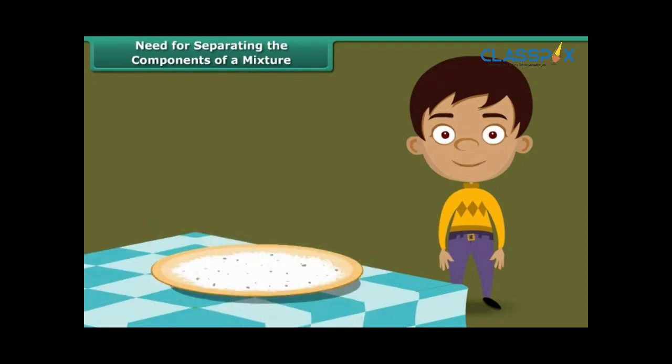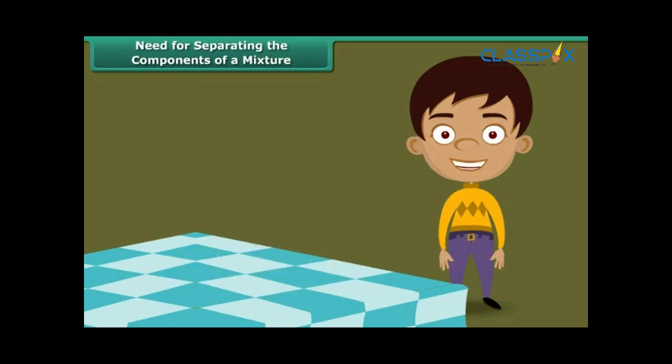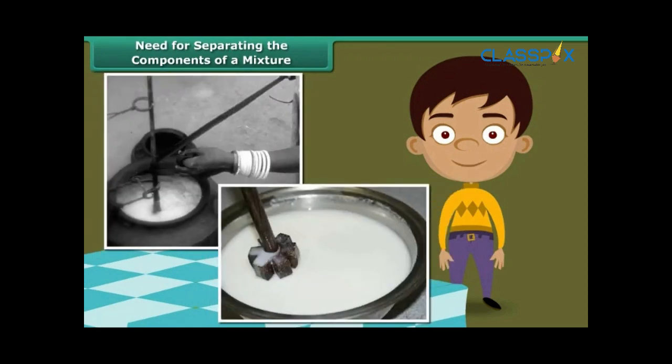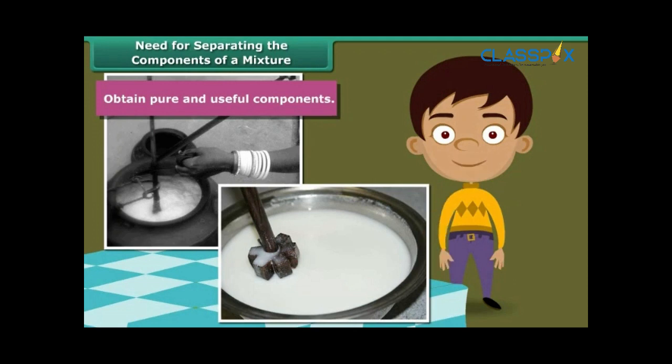Similarly, we find stones, mites, etc. in rice, wheat, pulses, etc. We remove them before cooking because they are harmful to our body. So, the second reason for separation is removal of harmful components. When we churn milk or curd, we get two different but extremely useful products, butter and buttermilk. Thus, the third reason for separating the components of a mixture is to obtain pure and useful components.